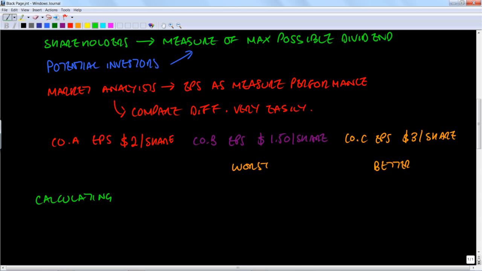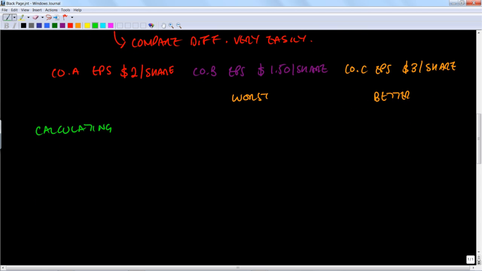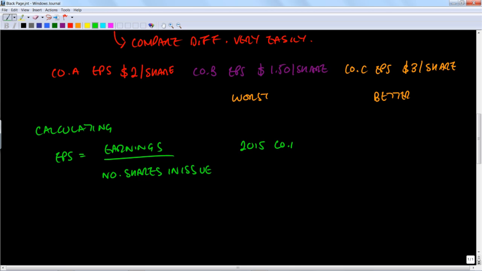Well, we've already seen what the EPS formula is. Okay, so earnings per share. We take the earnings of an organization, and we divide it by the number of shares that are in issue. Okay, so let's say for 2015, company A has earnings of $1 million. Okay, so remember, earnings is your profit after tax. Yeah, we can get that figure from the P&L, from the income statement. It's generally the bottom line figure, and then the number of shares that are in issue. Let's say it's 500,000 shares.